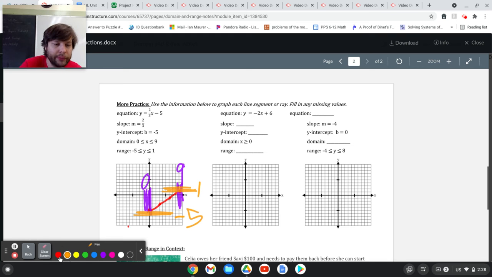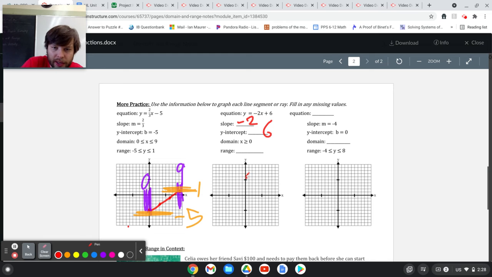Looking at the second graph now, we have to fill in the blanks ourselves, but we know how to do this. Mx plus b, -2 is the m, 6 is the b. It tells us the domain is x is greater than or equal to 0. Let's draw the graph and then circle back to find the range.